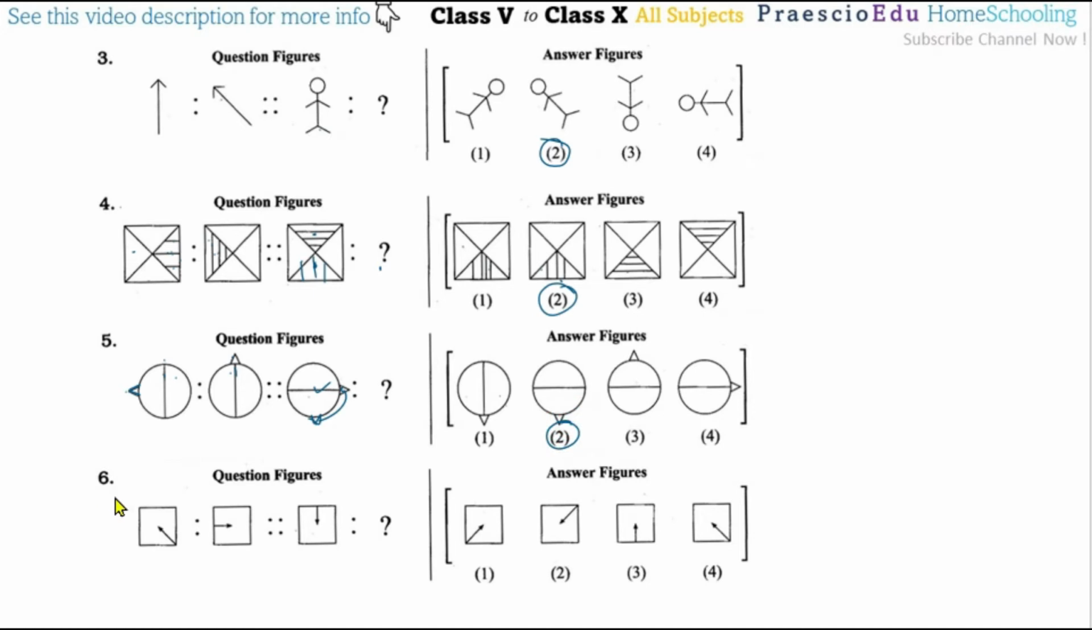Now question number 6 figure. This arrow is turning, first 45 and then 90, meaning 90 and something more, so it comes like this, the 90 and the 45, and this is given in option number 4.